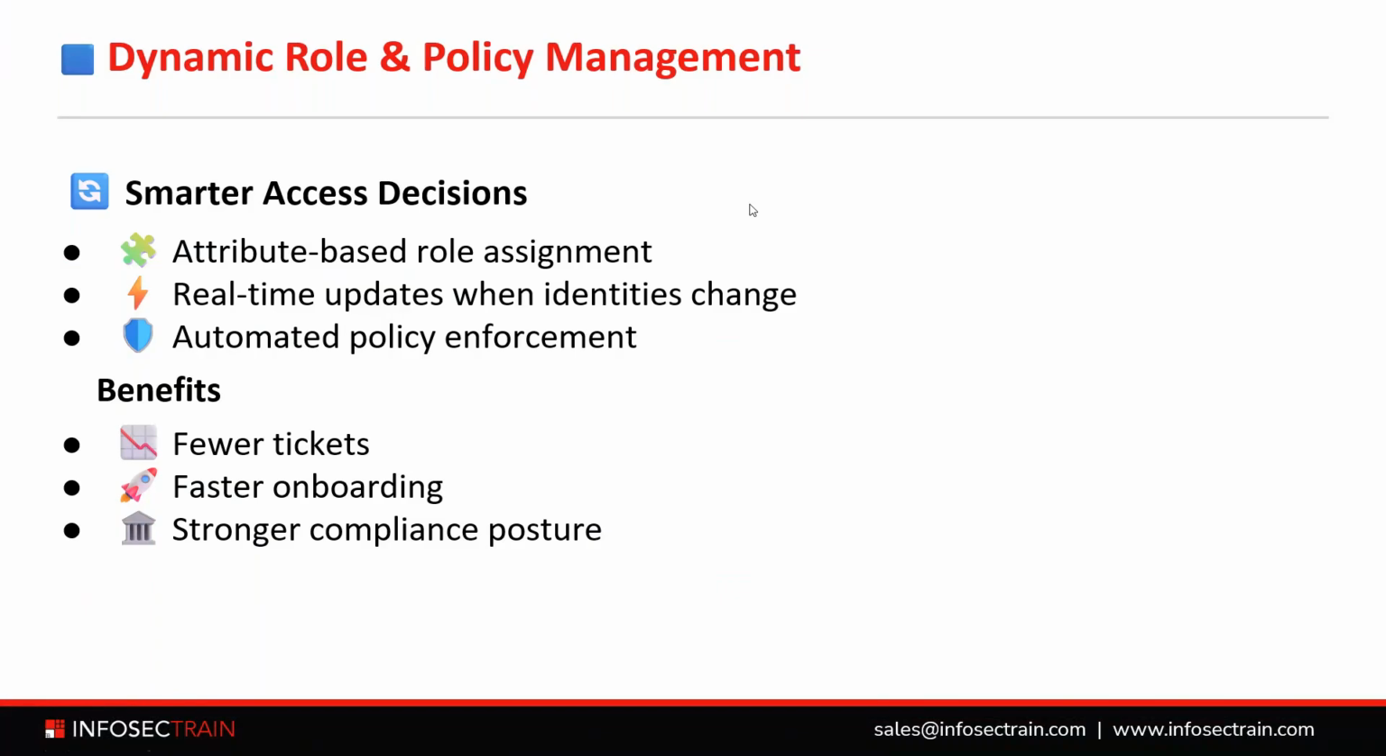Next, the dynamic role and policy management. Well, so try to make smarter access decisions, guys. Okay, so when I say smarter access decisions, try to automate things as much as possible, and also try to avoid more customizations. So we should not make the system overburdened. So try to keep it as smart and as simple as possible here.